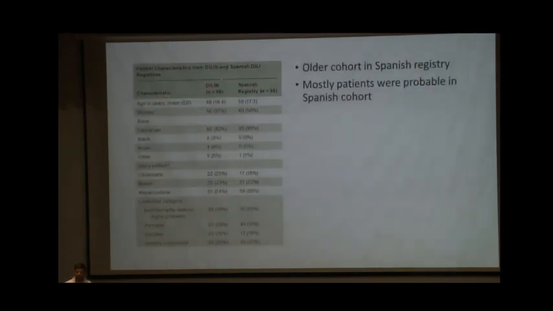So in this cohort only, they included 98 patients in the Delhi network, and the Spanish registry had 96 patients. The Spanish registry had an older cohort with a mean age of 58 years, and mostly patients were probable DILI in the Spanish cohort, whereas in the Delhi network there were 39 patients of highly probable DILI.